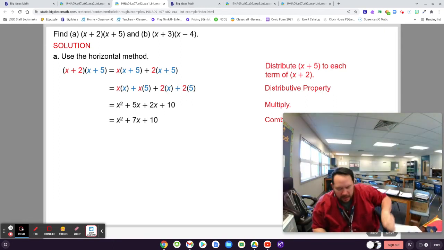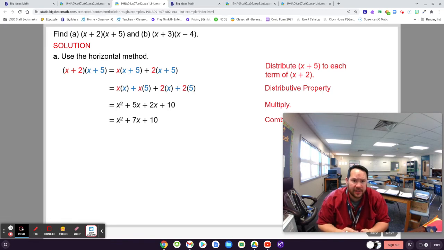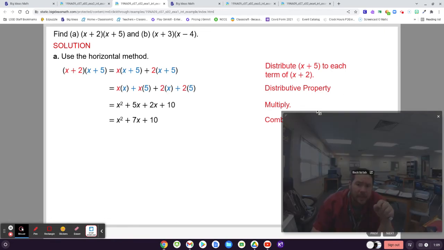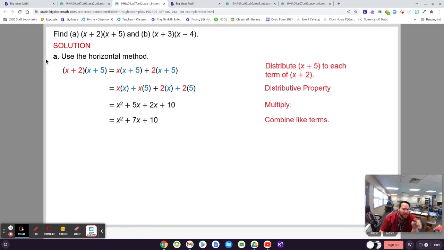Okay. All right, so now what I want you to do is try the second one, the x plus 3 times x minus 4. Pay attention to that minus 4. And then you could try this method if you want, the horizontal method or the area model again. Great way to do it. Okay, good luck with that one.